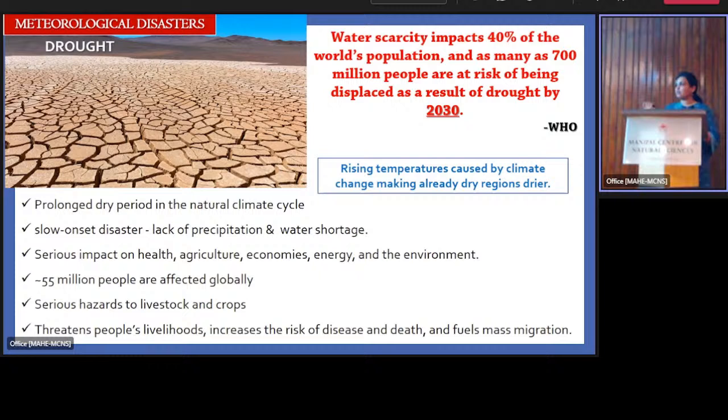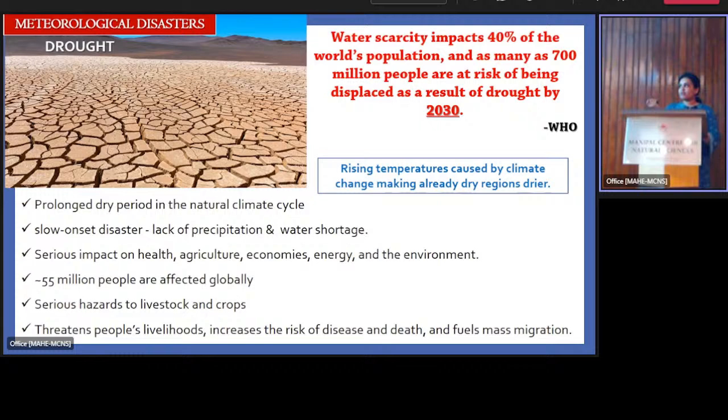It's a prolonged dry period in the natural climate cycle, and water scarcity impacts 40% of the world population. We all know this, and as many as 700 million people are at risk of being displaced as a result of drought by 2030. This was according to WHO. The rising temperature is actually causing this phenomenon, so climate change is the main cause.